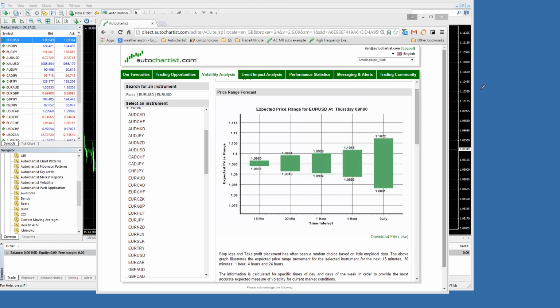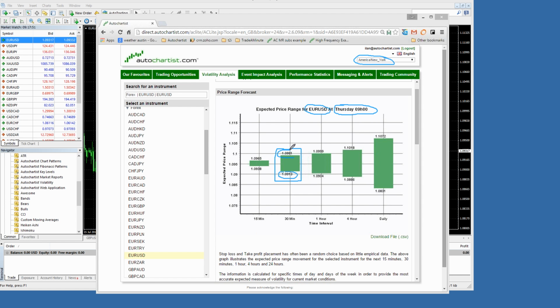This is specifically expected price range movement of euro dollar on a Thursday, 9 a.m. New York time. Okay, so if you were trading 9 a.m. New York time, after 30 minutes, by 9:30 New York time, we expect the trading price of Euro USD to be in this area here, right, between 1.0913 and 1.0991. That would be the expected price range movement.